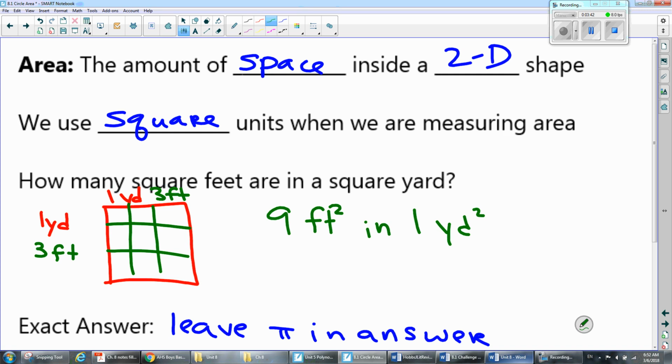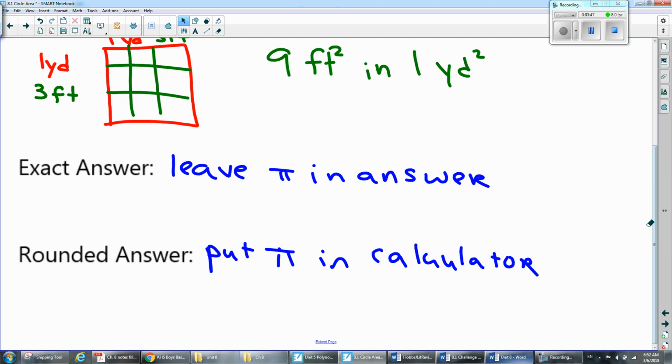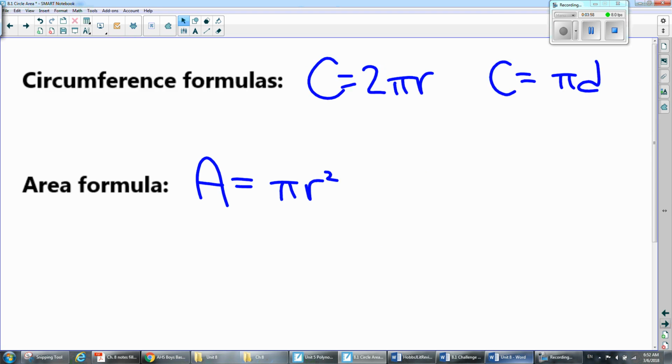So we're looking at exact answers again. You either leave pi at the end of your answer if it has pi in it. For rounded answers, you're going to need to put pi into the calculator and round appropriately like we did last chapter. Again, in chapter 6, we just talked about your circumference formulas. There were 2 of them. C equals 2 pi r if you were given the radius, and C equals pi times the diameter. When we look at the area of a circle, we're using pi r squared. We must know the radius.